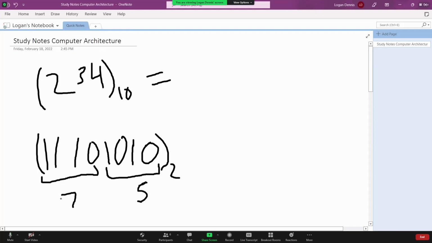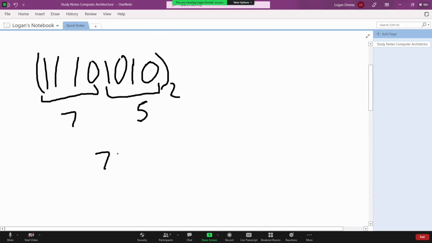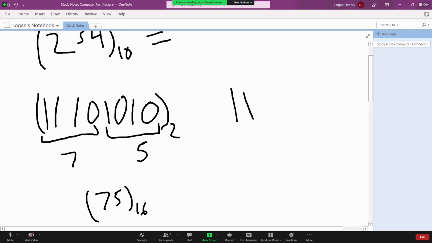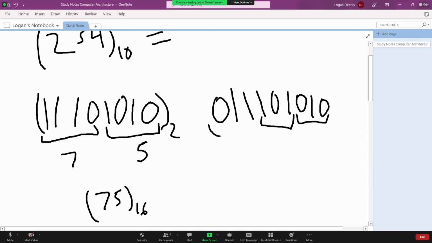Hold on, I'm doing something real quick. I'm going to try converting octal to decimal. Hold on, let me try it, and then I'll let you know if I got it. So you're converting 234 in decimal to what? I'm just going to convert it to everything: binary, hex, and octal. That way we can use it as an example.